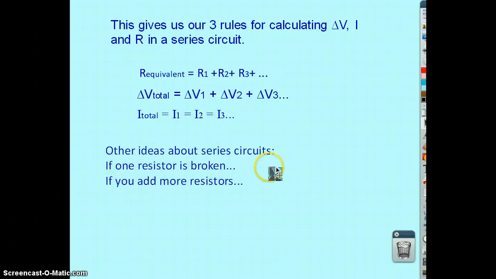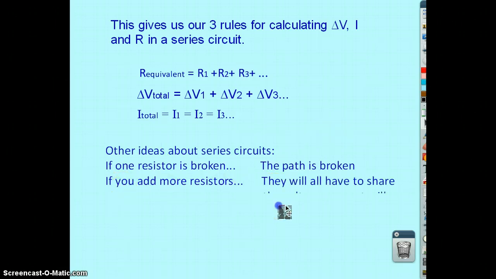If one resistor in the series is broken, think of lights on an old-fashioned Christmas light set. The path is broken. That means the whole set shuts down. Now nowadays we got some little fail-safes on our lights that they don't quite shut down so easy. Next, if you add more resistors, they all have to share the voltage, so the current decreases. Sorry, the more Christmas lights you put in a series, the dimmer they'll each get because they have to share the voltage.